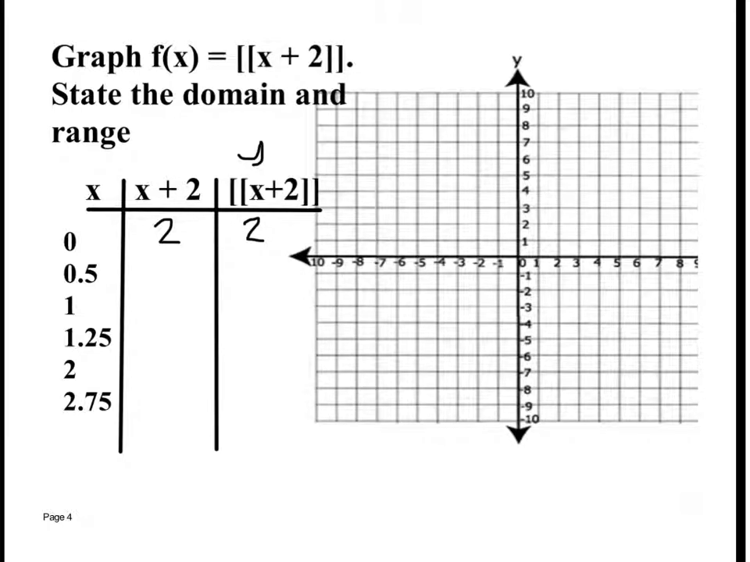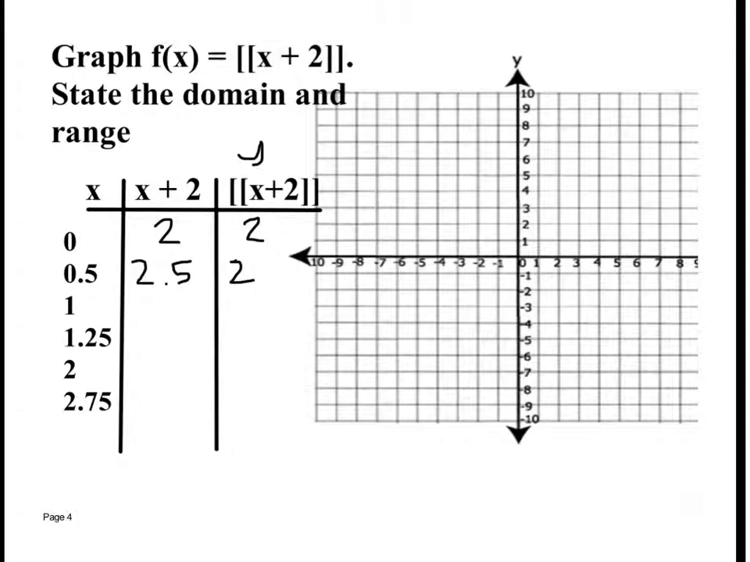I have 0.5 for x. What is 0.5 plus 2? 2.5. What is the greatest integer closest to 2.5, not going past it? It is 2.